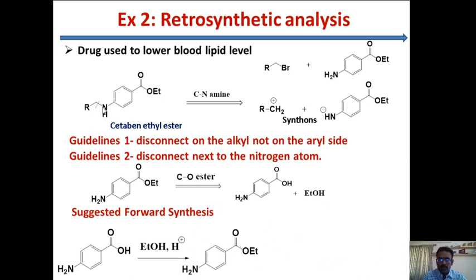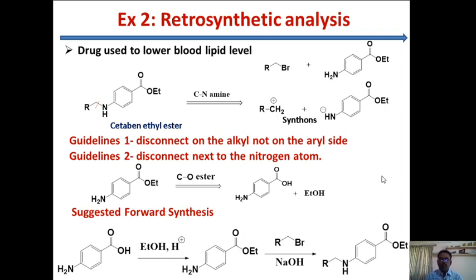Then the next step, you disconnected this C-N bond, so you have to treat these two reagents. First you treat with the base, and in the presence of base we generate this anion. This is one reagent, and the other reagent is this one. To generate this anion, you have to have a base. In the presence of a base the anion will be generated, and then it will automatically undergo a substitution reaction. This anion will replace the bromine to give the target molecule.